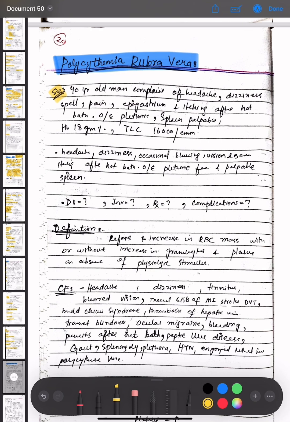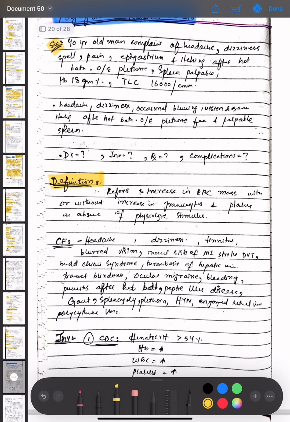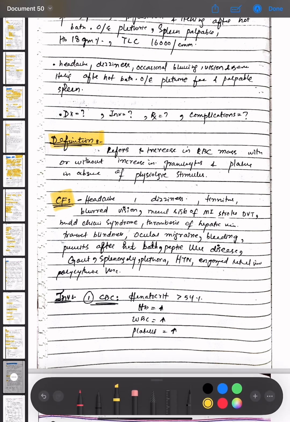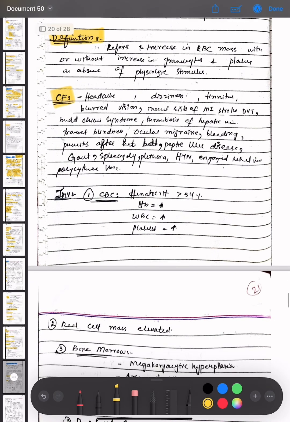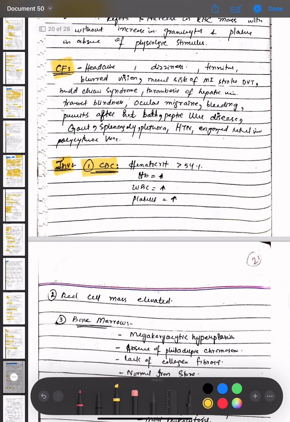The definition of polycythemia rubra vera is that it refers to an increase in RBC mass with or without an increase in granulocytes and platelets, in the absence of a physiological stimulus. The clinical features are headache, dizziness, tinnitus, blurred vision, increased risk of MI, stroke and DVT, Budd-Chiari syndrome, thrombosis of the hepatic vein, transient blindness, ocular migraine, bleeding, pruritus after a hot bath, peptic ulcer disease, gout, splenomegaly, plethora, hypertension, and engorged retinal veins.